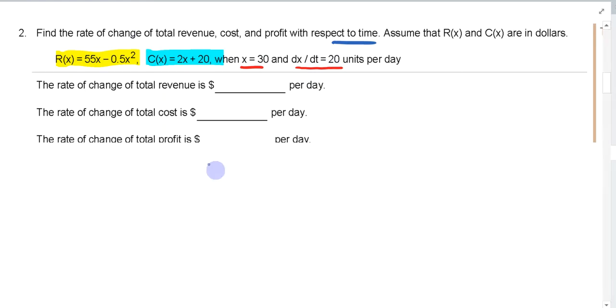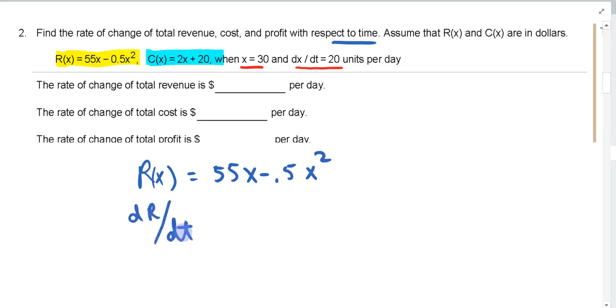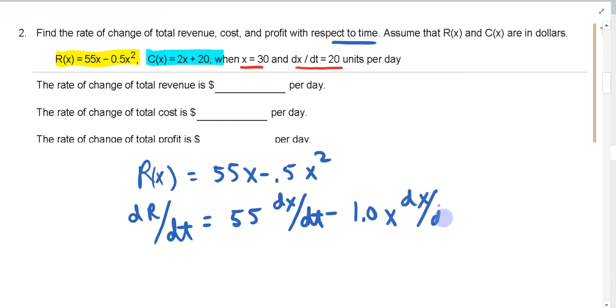They want to know the rate of change, so they're talking about a derivative here for all of these. R of x is equal to 55x minus 0.5x squared. Let's take the derivative of that, and what we want to write over here is dR/dt equals 55 dx/dt minus 1.0 x dx/dt. So that is the rate of change function.